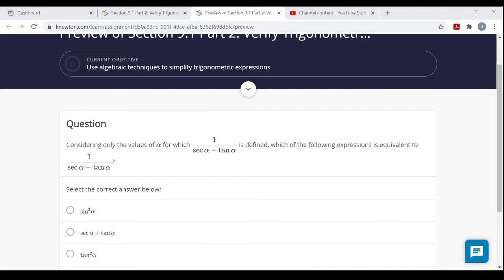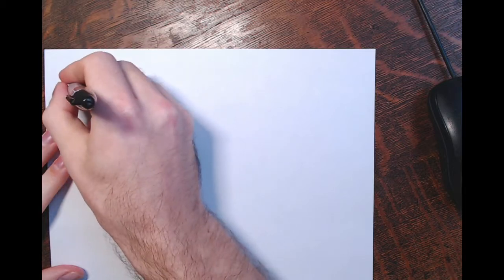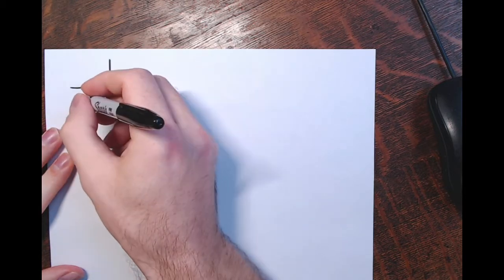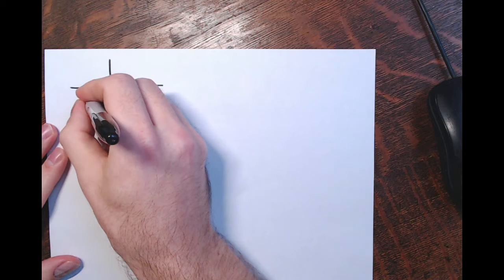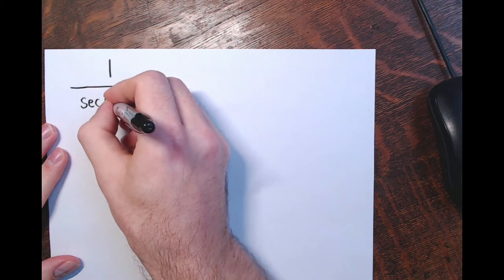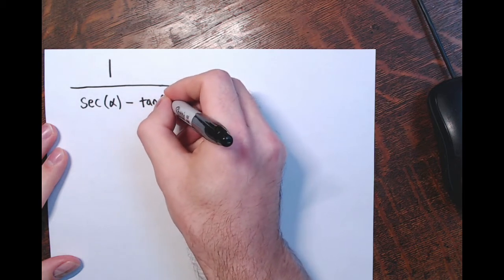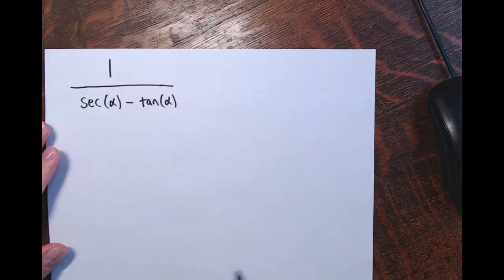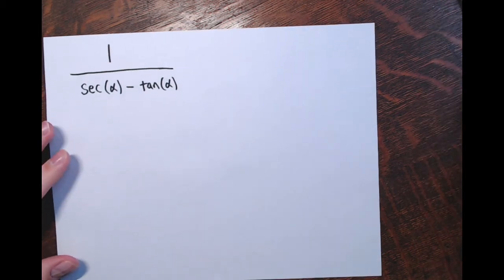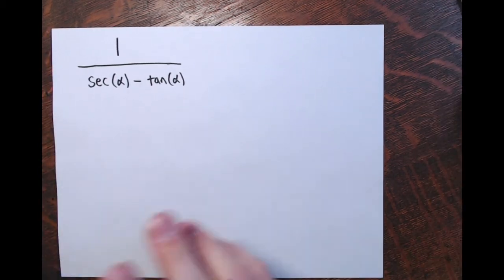All right, so I'm going to write this expression on some paper here. So we're asked to simplify 1 divided by the secant of alpha minus the tangent of alpha. All right, and as I go through this first video on a question from this objective, I'll write out some little suggestions on the right side here.